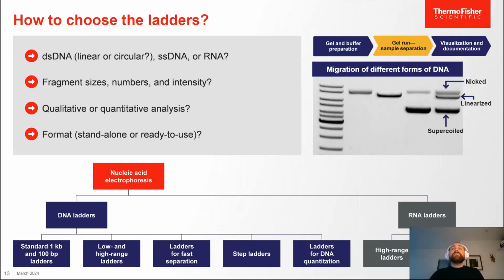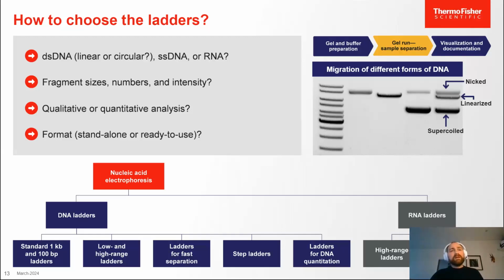Then we have to choose the ladder. So if we chose our percentage, we chose our buffer, the ladder choice will also depend on the percentage of agarose that you're using, and the part that's going to dictate specifically what type of ladder you should choose is fragment size. And the next step is, which nucleic acid are you trying to separate?